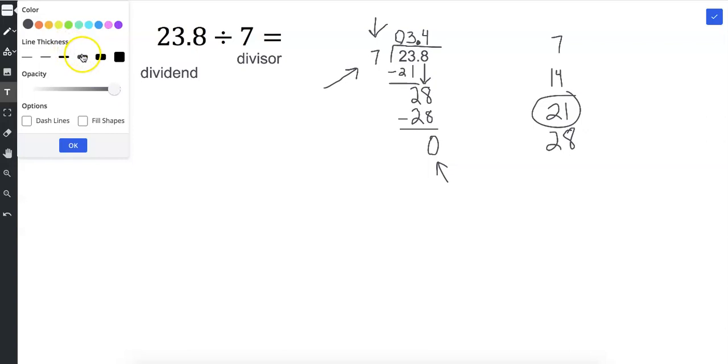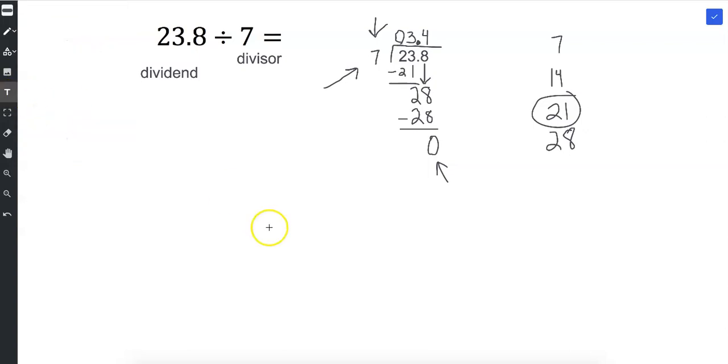So I'm going to go ahead and increase the size, and then I'm going to go to the typing tool so that I can type my answer. The answer is 3.4, and then I'll put a rectangle around it to show that that is my final answer.